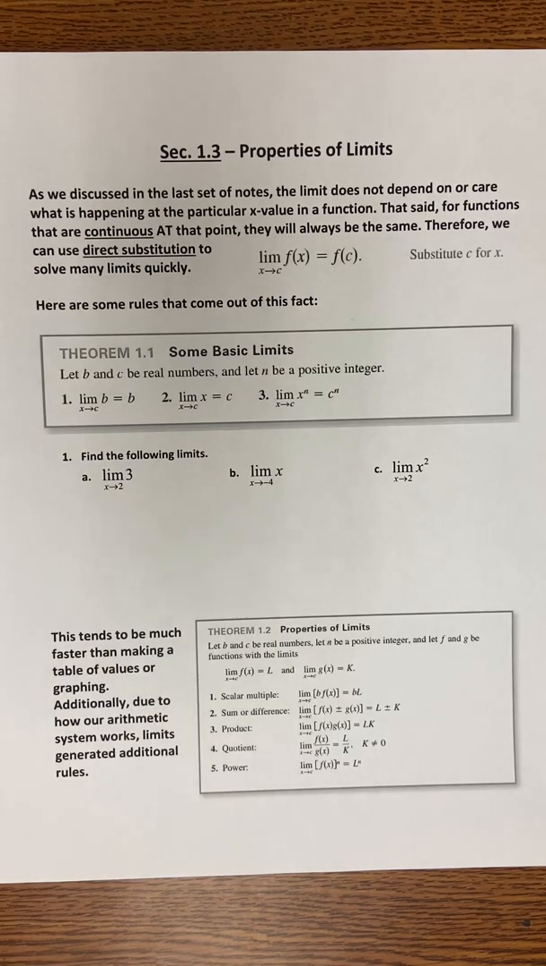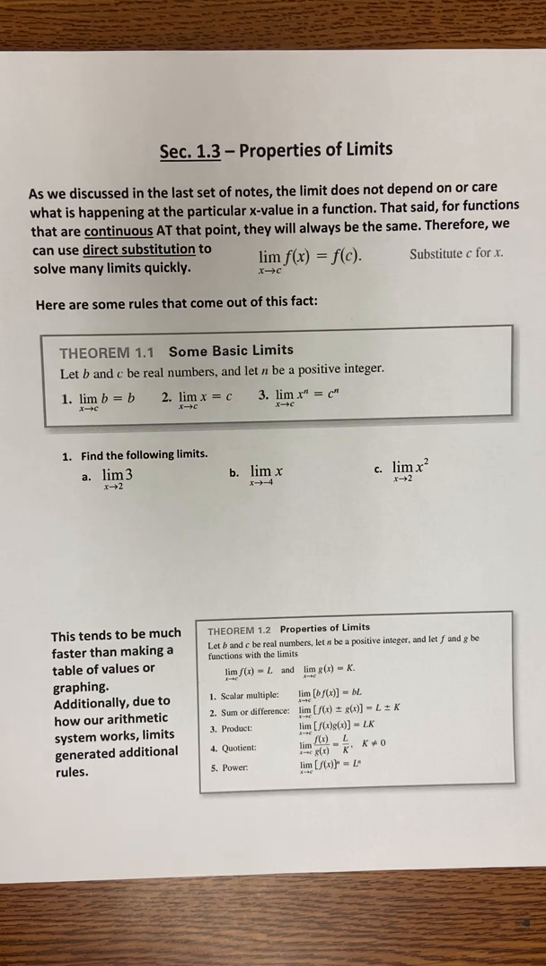So as we discussed in the last set of notes, the limit doesn't care about or depend upon what's actually happening at the particular x value in question. But for functions that are continuous at that x value, the limit and the value of the function should be the same, and we can just use substitution to solve limits quickly. Here are some basic rules of this fact.